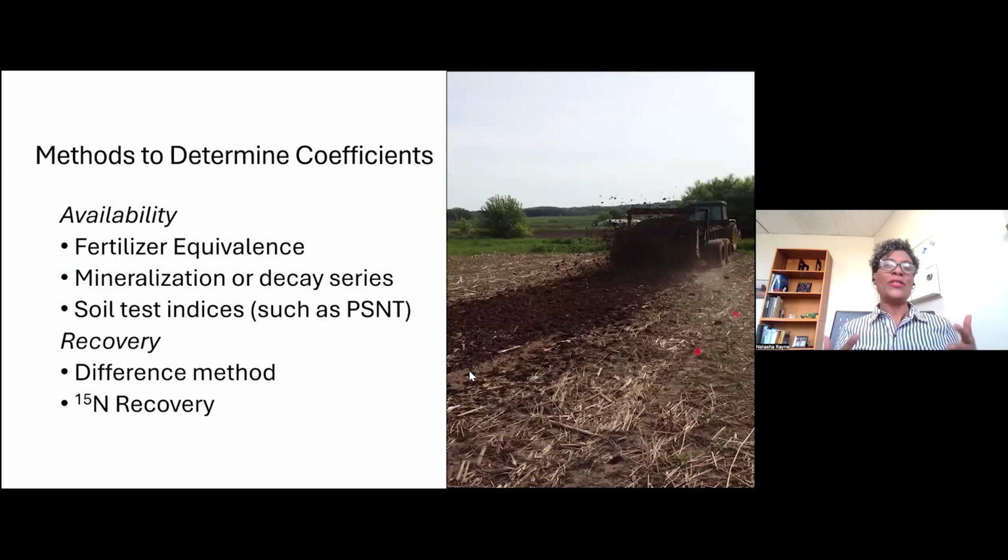All right, so how do we come to these different availability coefficients then? Well, there's different ways. When we look at availability of nitrogen and how it's calculated in different papers and research and whatnot, you see that the most common method is fertilizer equivalence, right? You might have heard of it. And then there's mineralization or a decay series, right? That people create by, for example, in field with the litter bag technique, or in the lab, right? And so with an incubation study. And then there's soil test indices, right? The pre-sidedress nitrate test, right? An in-season nitrate test that we do, right?